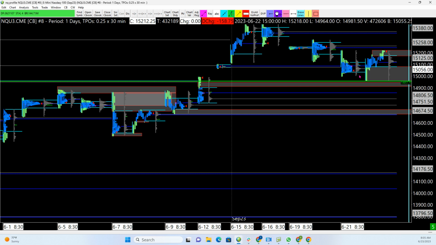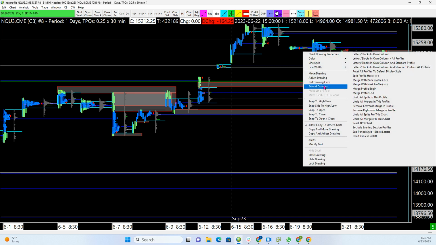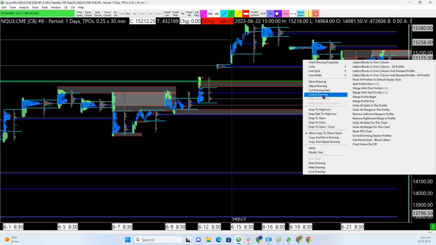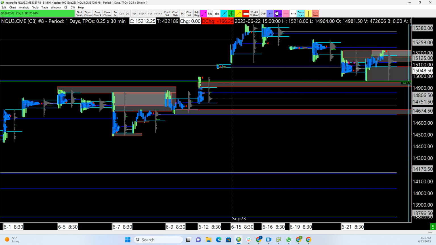Now, if I wanted to up the importance of that, what I would say is anything in single prints is even more important, particularly the back of single prints when they complete. So that was yesterday, right? If you look, you would have had it marked off like this. You would have had two areas: unfair pricing, and single prints unfair pricing. So the single print area was clearly more important than the unfair pricing.